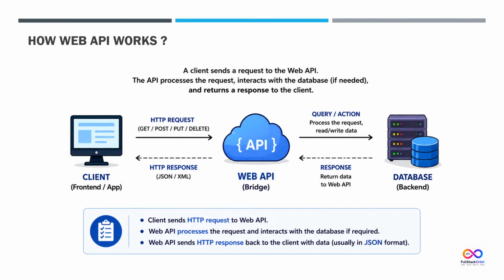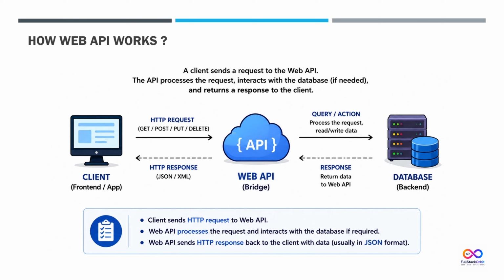Now the Web API receives the request. After receiving the request, Web API processes it, and this may include validating data, applying business logic, checking authentication or authorization, calling services, or interacting with the database. Then the API communicates with the backend database to read or write data. Once the database returns the response, the Web API prepares the response and sends it back to the client application.